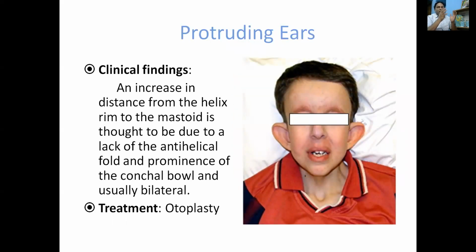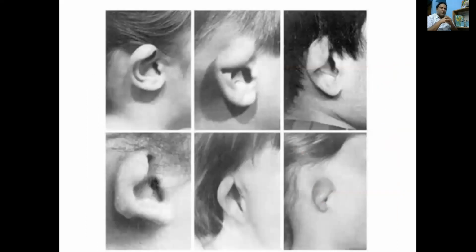Then coming to protruding ears. What are the features here? In the pictures, you can see the pinna is protruding like this. An increase in distance from the helix to the mastoid is thought to be due to the lack of an antihelical fold. So absence of the antihelix and prominence of the conchal bowl, and usually it may be bilateral. So how to treat this? We can treat by otoplasty. These are some of the pictures of the congenital deformities of the pinna.